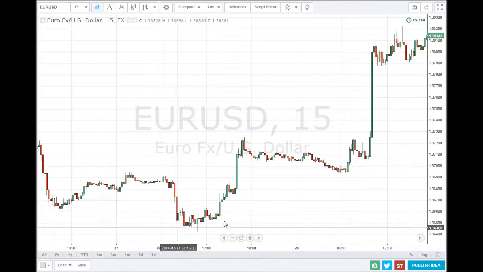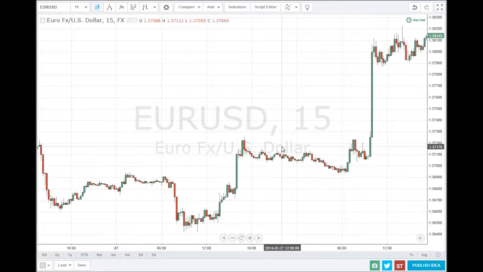Here is a typical day of Euro USD trading. You can see price is very volatile. And here's another day of trading. You'll notice that during the night, here and here, price is very quiet. And when price is quiet on the overnight session, price typically ranges.